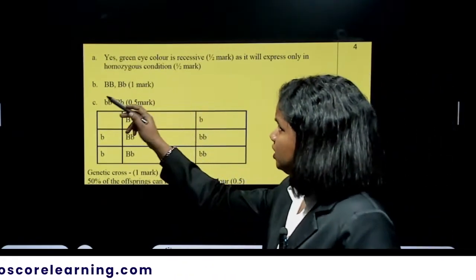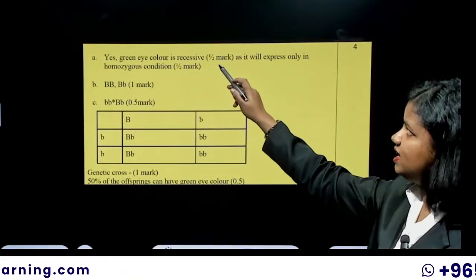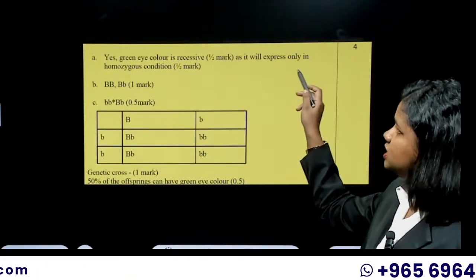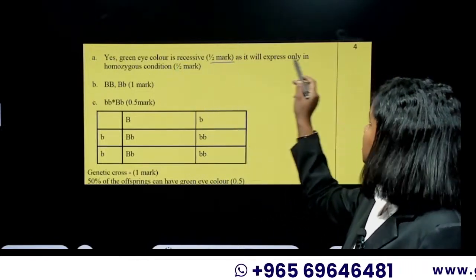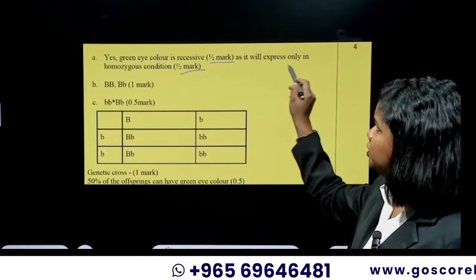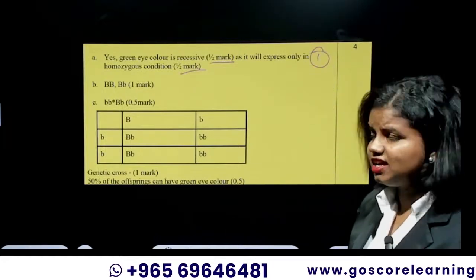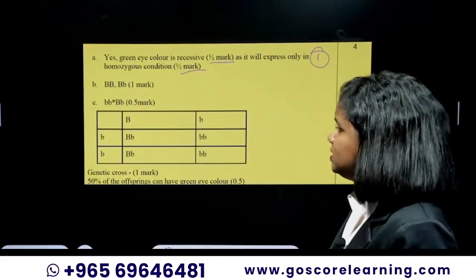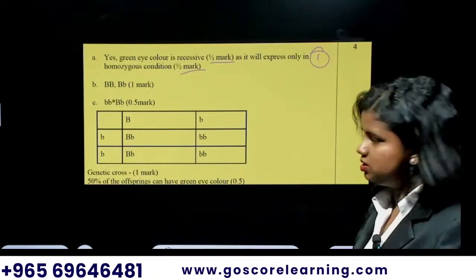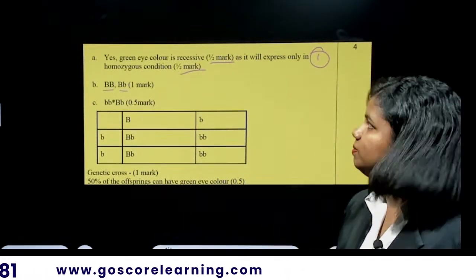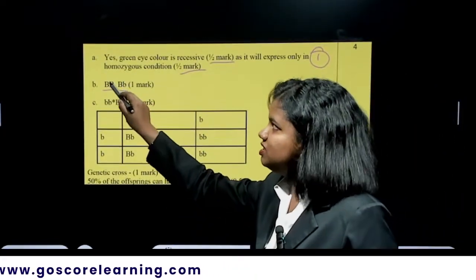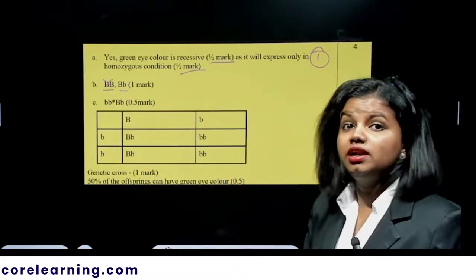So when you're looking into the marking scheme of this question, it goes something like this. See, the first question: if you write yes, green eye color is recessive and it will express only in homozygous condition, you will get half mark, and that would be your 1 mark. Then in the second question, which is Pooja's brother's genotype, if you write capital B, capital B, small b, then you will get 1 mark. If you write just one of that, you will get half of the mark.